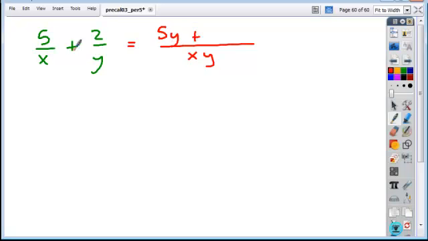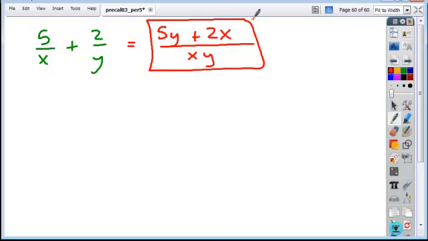Okay, now move to the next fraction. Plus 2 times what LCD factor is missing from this fraction's denominator? X. Okay, and that is my simplified form. Now you look to see, are there any other ways to factor this and cancel common factors? In this case, there's not. So this is my simplified form.